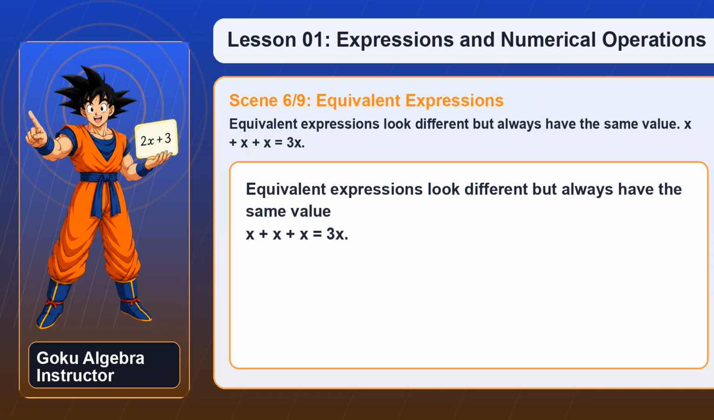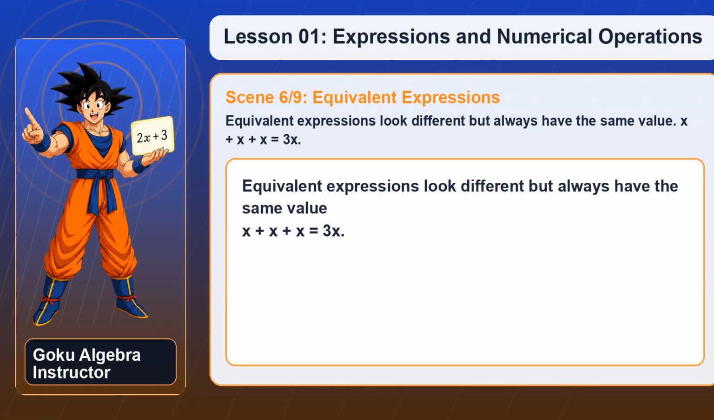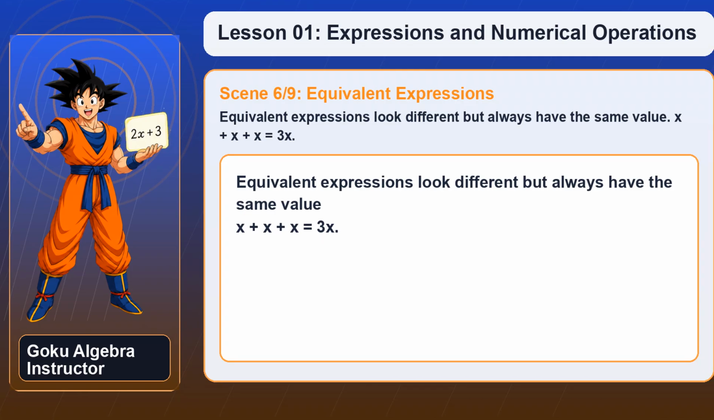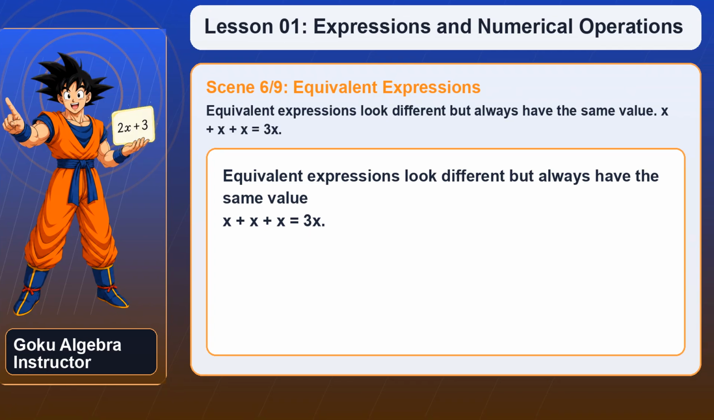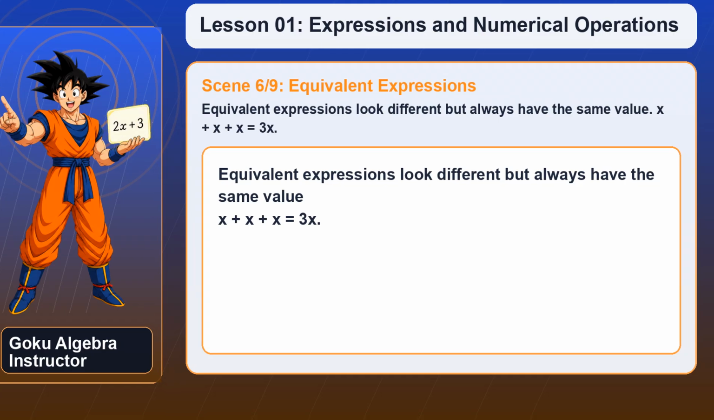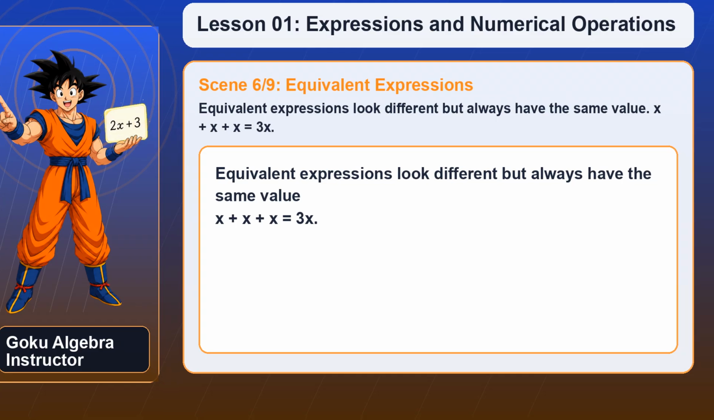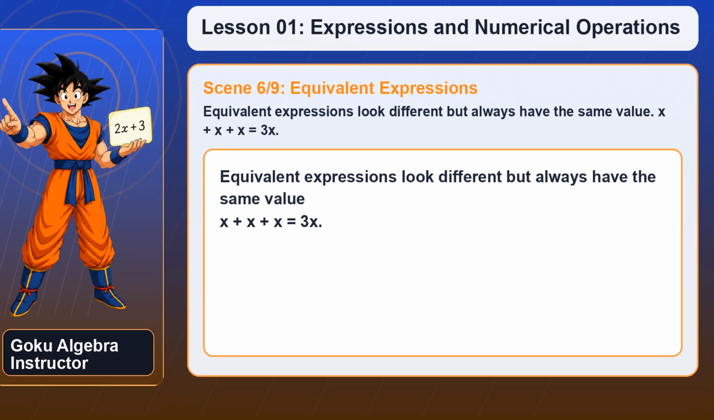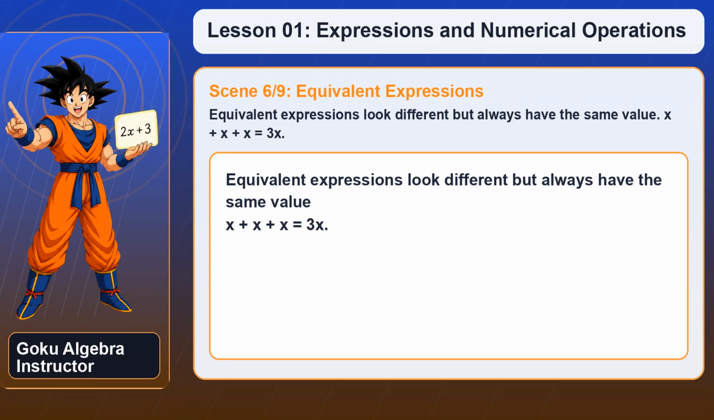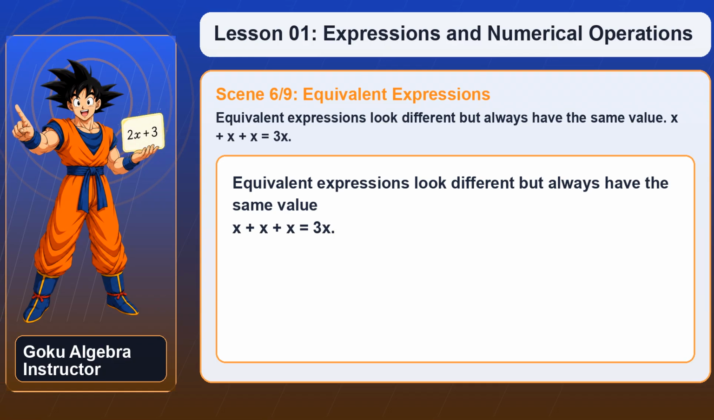Equivalent does not mean the expressions have the same symbols in the same order. It means they produce the same output for every value of the variable. If x is 4, then x plus x plus x gives 12, and 3x also gives 12. If x is 10, both give 30. This idea is important, because simplifying an expression is really changing it into a cleaner equivalent expression.